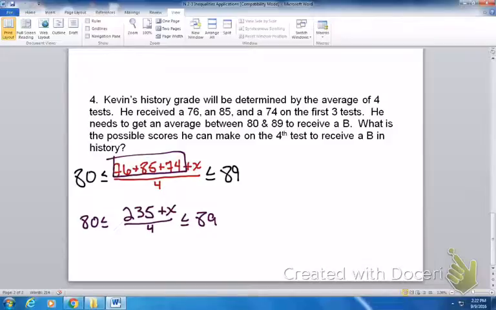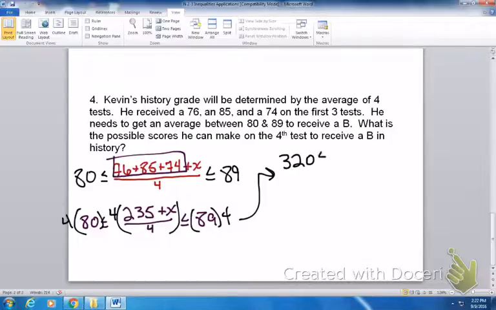Now, remember, if we have an inequality that's in between two values, we need to work from the middle out. And I want to clear that fraction so I don't have 4 as a denominator. So I'm going to multiply the middle by 4, but I'm also going to multiply both of the outside values by 4 as well. 4 times 80 is 320, is less than or equal to, the 4's cancel, so I have 235 plus x is less than or equal to 89 times 4, which is 356.